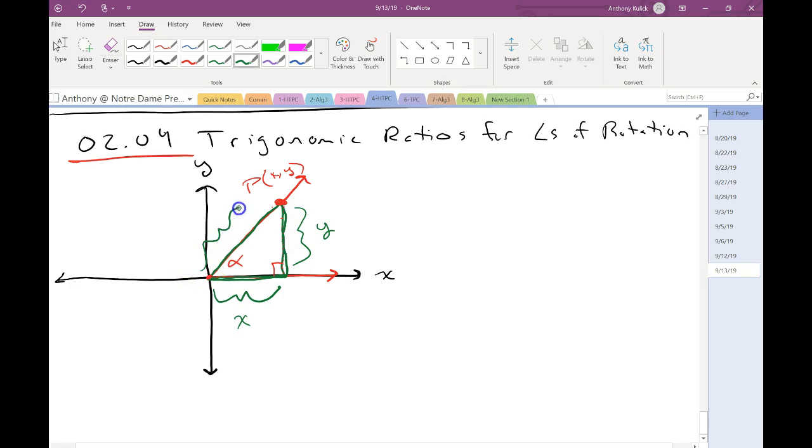What would the length of this side then be? It's the square root of x squared plus y squared. How did I get that? It's the Pythagorean theorem, right? I have a right triangle with legs of length x and y. So that side length is the square root of x squared plus y squared. Since that's a bit of a mouthful, I'm just going to label that as r.